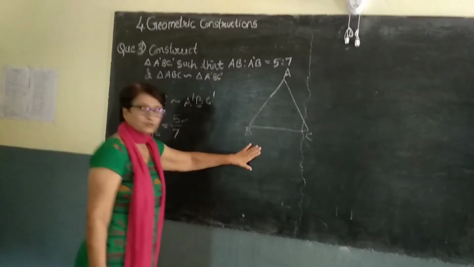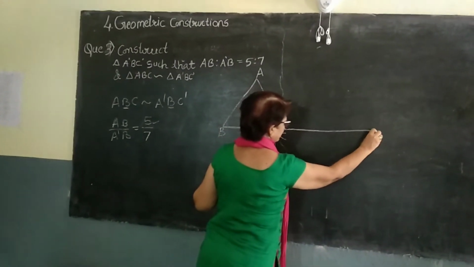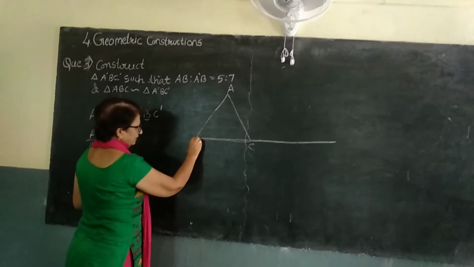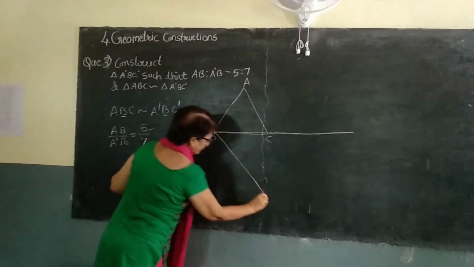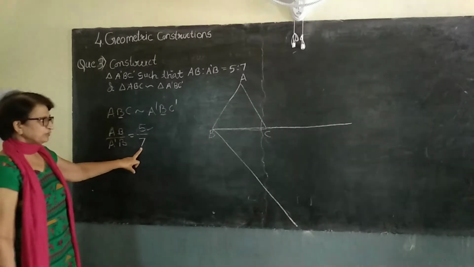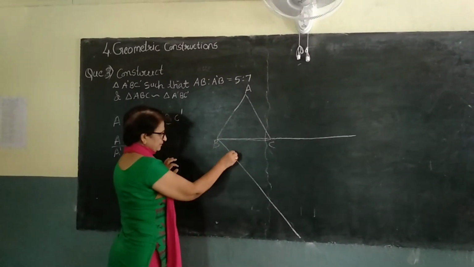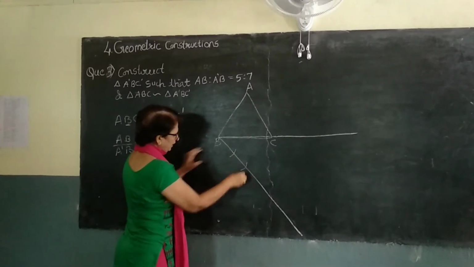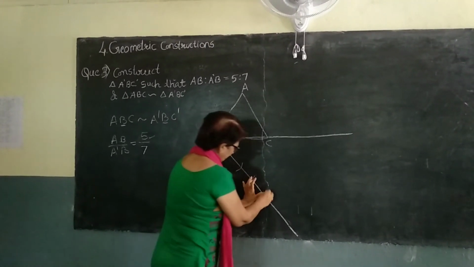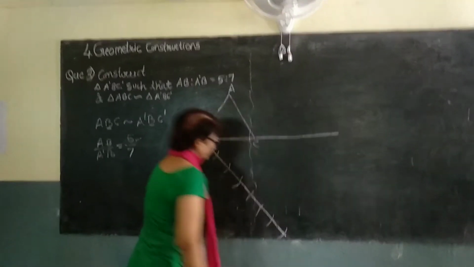So for that what do I have to do? I will extend this line. And now I will take this part out here like this. So the bigger one is how many parts? 7. So I have to divide this line into 7 parts. 1, 2. Again, as I told you, the distance should be the same. 3, 4, 5, 6, 7.